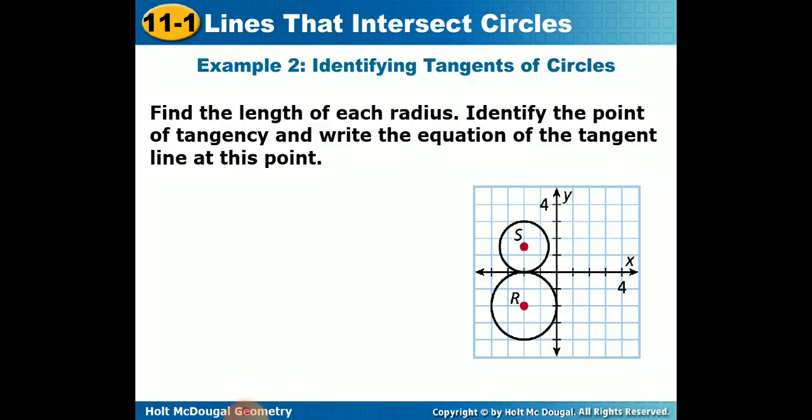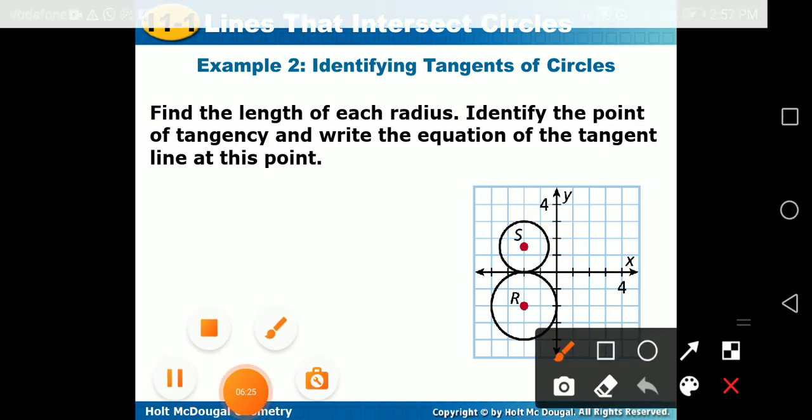Okay, after that, let's have some problems to see how we can solve them. Find the length of each radius, identify the point of tangency, and write the equation of the tangent line at this point. So first of all, find the length of each radius.